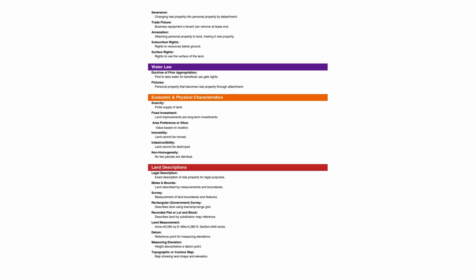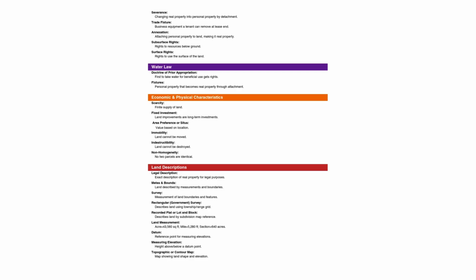Subsurface rights are rights to resources below the ground. Surface rights are the rights to use the surface of the land. The doctrine of prior appropriation says the first to take water for beneficial use gets the rights. Usually, again, this is under correlative rights and it is determined by permit. Fixtures are personal property that become real property through attachment.